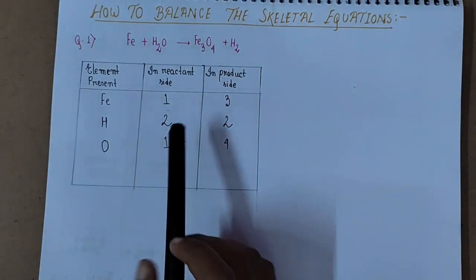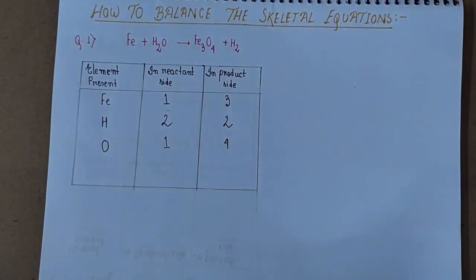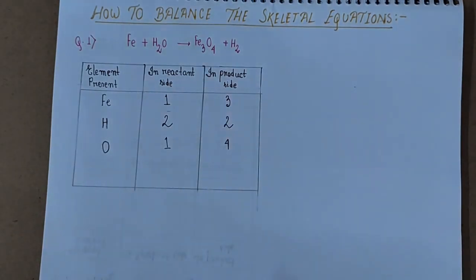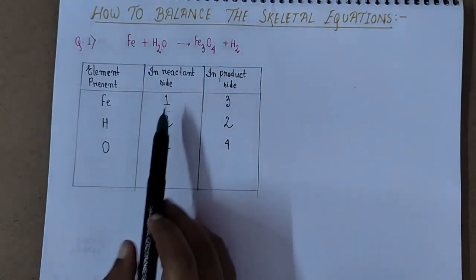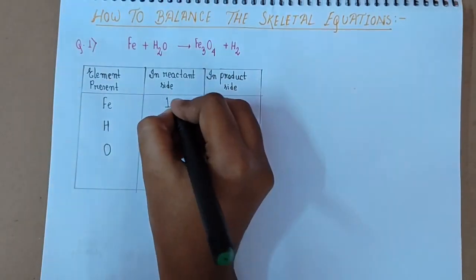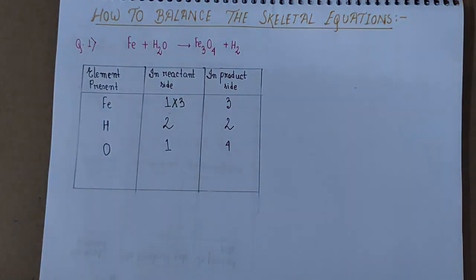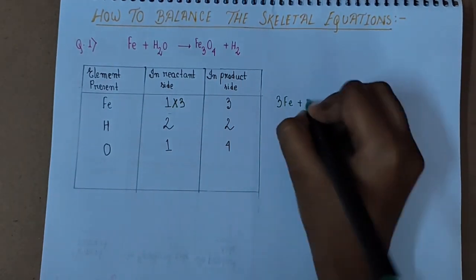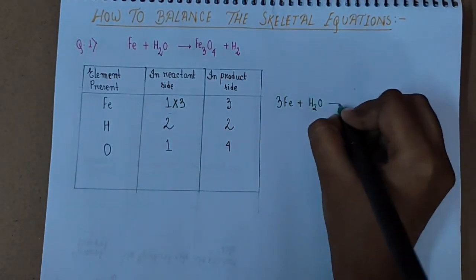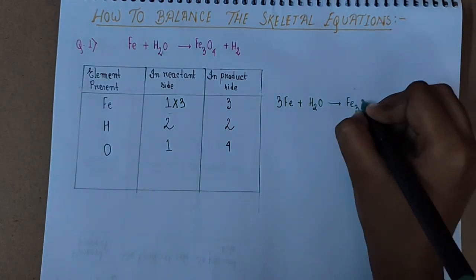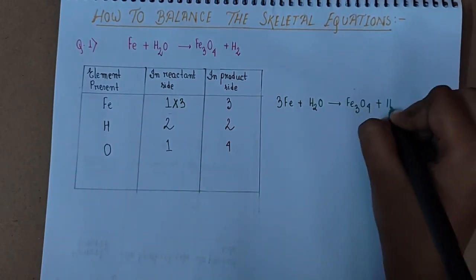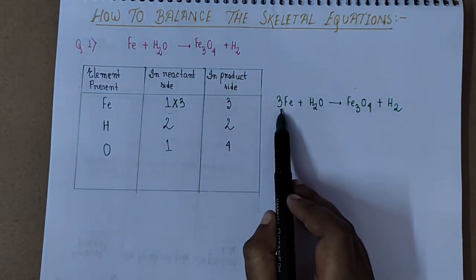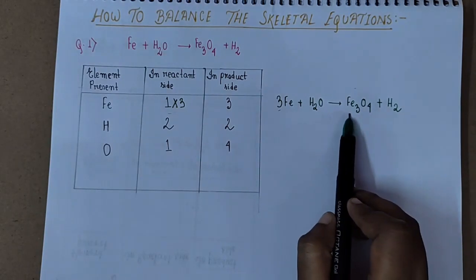So in the reactant side iron is 1. And in the product side, the atoms of iron is 3. So how to balance? Just we will multiply the reactant side iron atoms with 3. That means with 3. Now what we will get? Now we will get 3 Fe plus H2O gives Fe3O4 plus hydrogen. Now these iron atoms are balanced on both sides. In reactant side also this is 3 and in product side also this is 3.